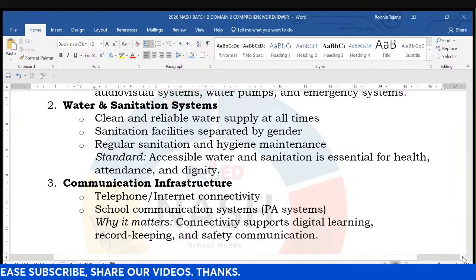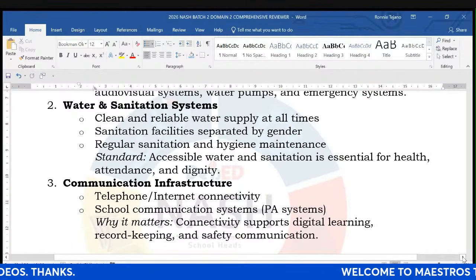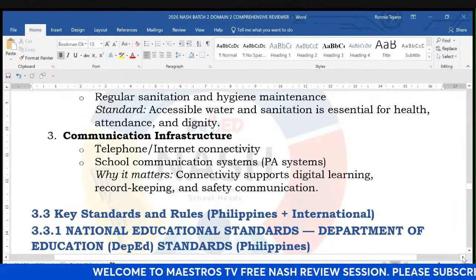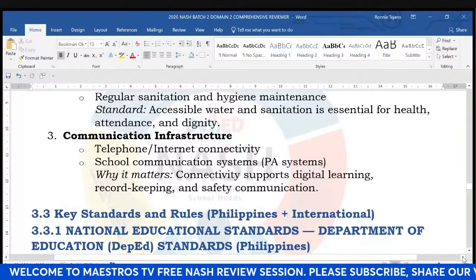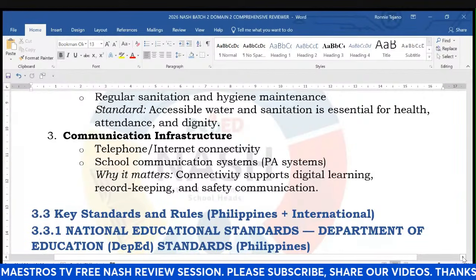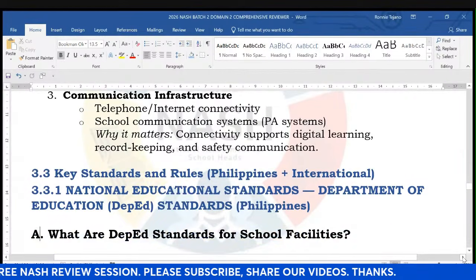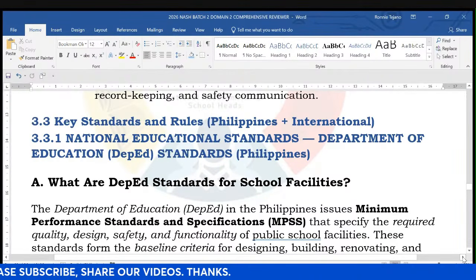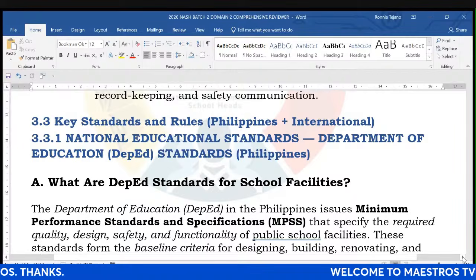And for your communications infrastructures, you should have your telephone or internet connectivity, school communication systems or the public address system. Okay, why this matters? Because it supports your digital learning, record keeping, and safety communications when you have a public address. No. So, what are the key standards and rules for all the facilities?